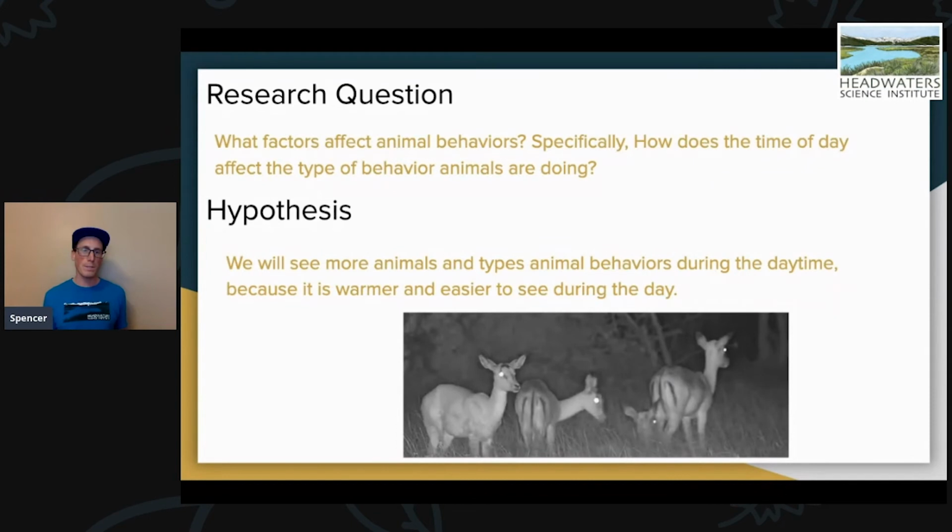My prediction was that we would see more types of animals and types of animal behaviors during the daytime. I thought that this would be because it's warmer and easier to see during the day, it might be easier for animals to find food. These gazelles right here look like they may be having a hard time finding food to eat during the dark, and it might be easier to find something to eat during the day.